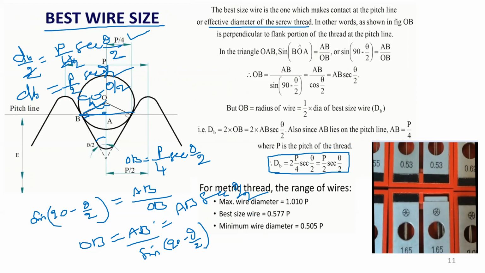If it is a metric thread, theta is equal to 60 degrees. By substituting, you will get the best size of the wire equal to 0.577 times the pitch. And also you can find out the maximum diameter of the wire and the minimum diameter of the wire by substituting the values. This figure shows the availability of the wires: 1.65 mm diameter wire, 0.53 mm diameter wire, 0.62 mm diameter wire. These wires can be used for measuring the diameter over the wires.